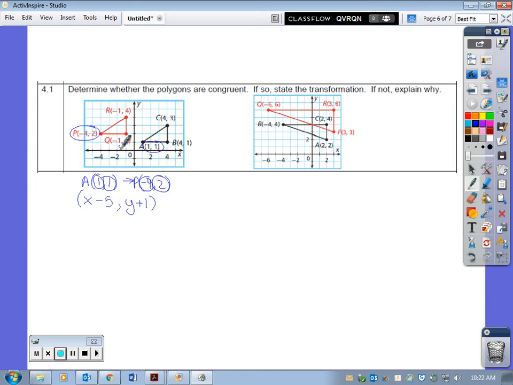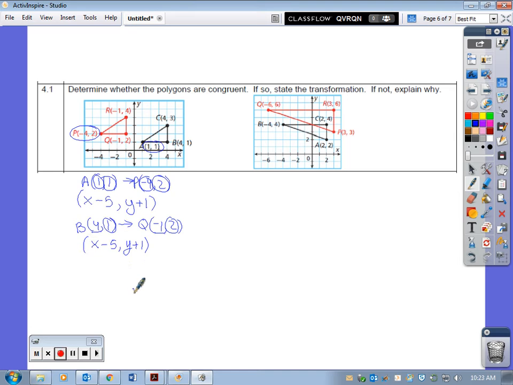Okay, so that's what we have to do to go from A to P. We need to check and make sure that that is true for all of these points. So to go from B, 4, 1, to Q, -1, 2, let's double check. So to go from 4 to -1, we had to subtract 5. To get from 1 to 2, we have to add 1. Okay.